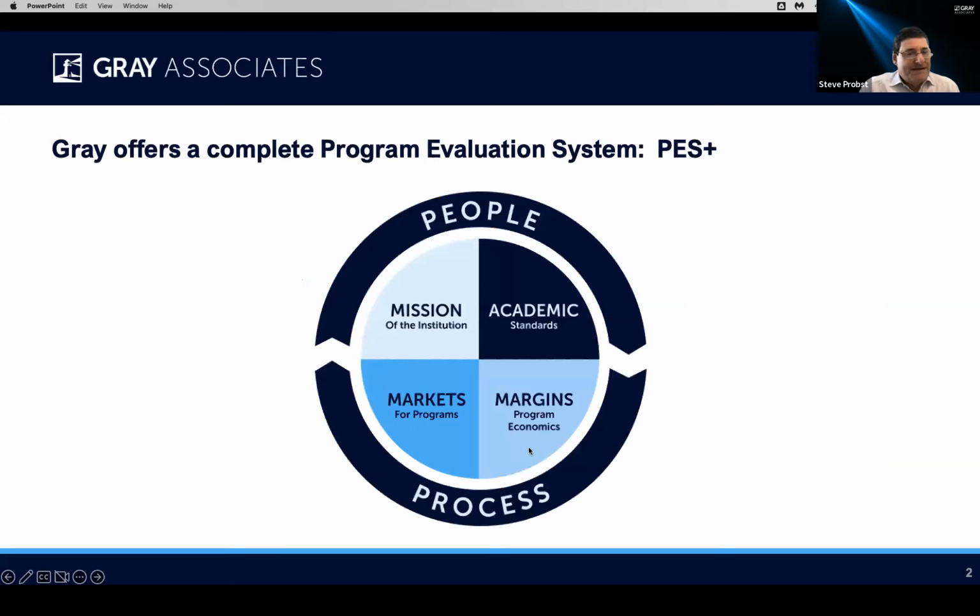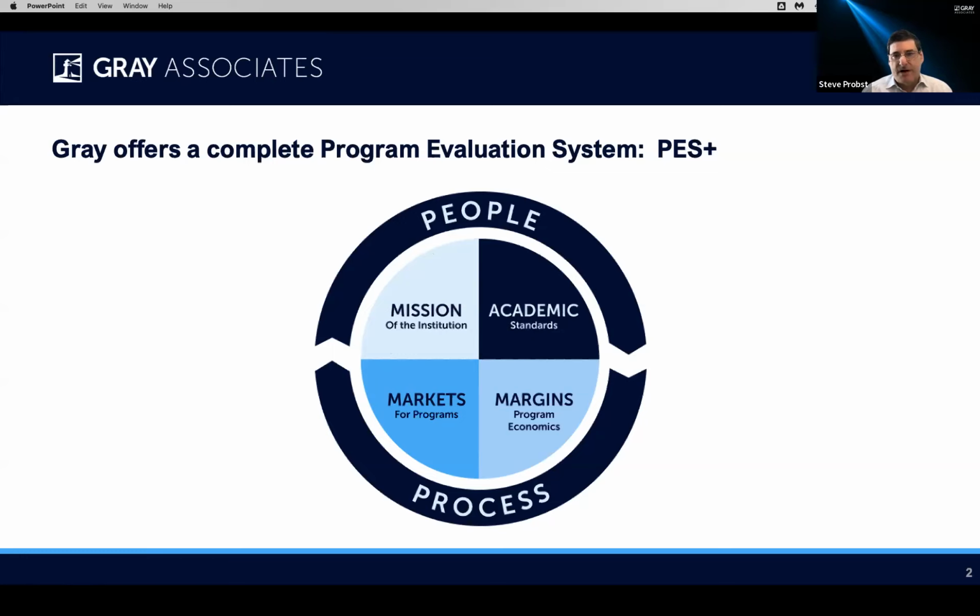So our topic today revolves around data that's in our program evaluation system, which we call PES Plus. The data we'll be talking about is our market data, information about jobs, student demand, and competition. When you're thinking about programs, whether new programs or assessing current ones, you have to think about multiple things. One piece is the fit with the mission of the institution. Another piece is the academic standards.